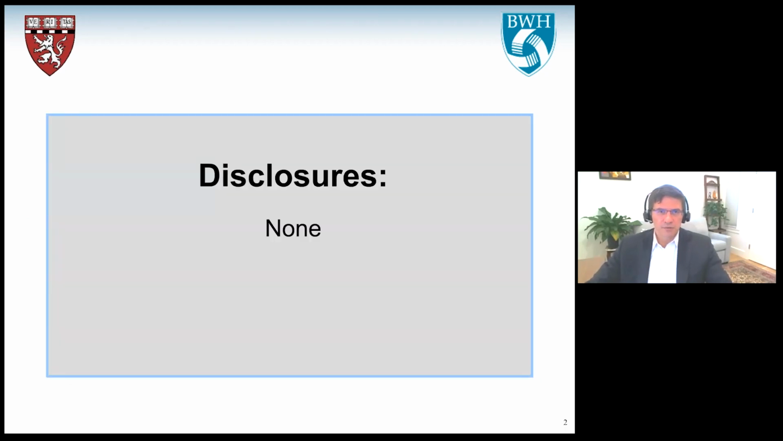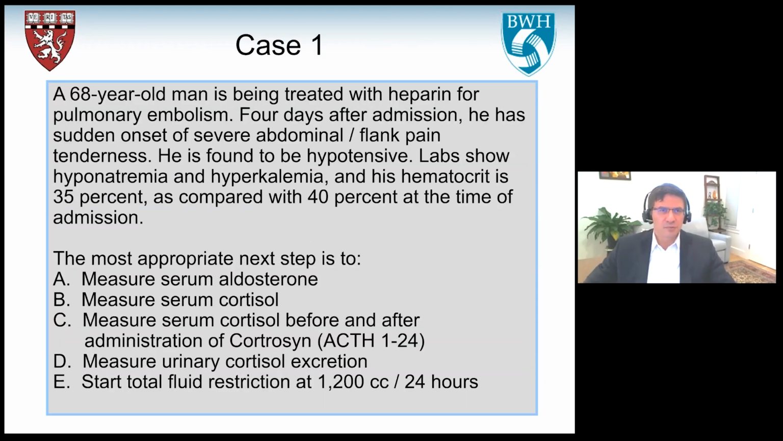I have no disclosures. For case one, it's a 68-year-old man who is being treated with heparin for pulmonary embolism. 4 days after admission, he has sudden onset of severe abdominal and flank pain tenderness. He is found to be hypotensive. Labs show hyponatremia and hyperkalemia, and his hematocrit is 35% as compared to 40% at the time of admission.